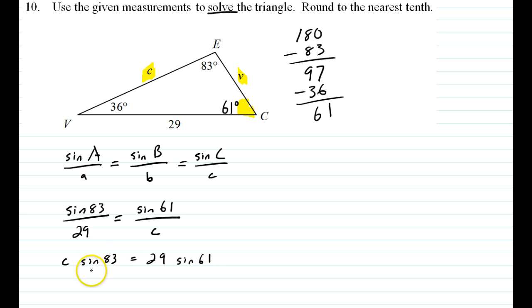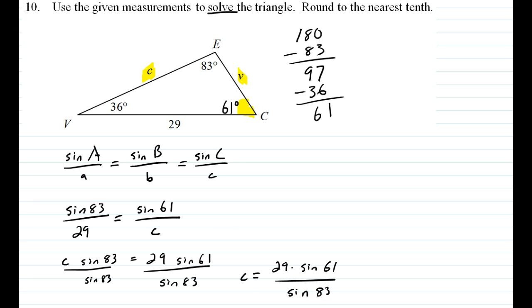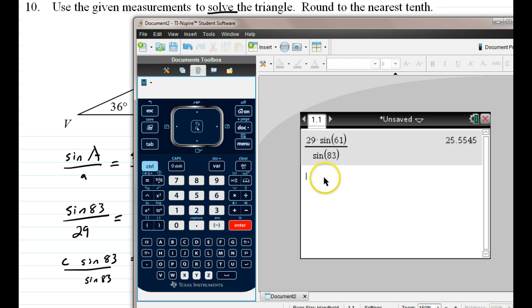And now to get rid of this, remember this is just a number, divide both sides by the sine of 83. And so C is going to equal 29 times the sine of 61 over the sine of 83, which is going to equal, so if you type that into your calculator, you get 25.55, which is going to round to 25.6 because we're rounding to the nearest tenth. If you're using one of the Inspires, you want to make sure that this looks like your work does. So 25.6.